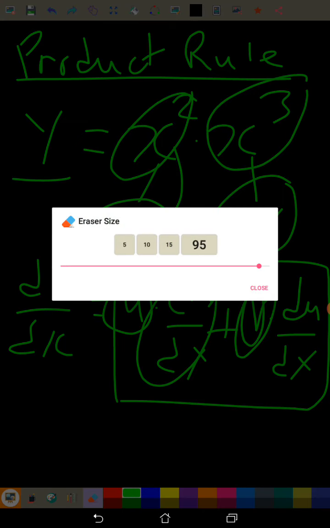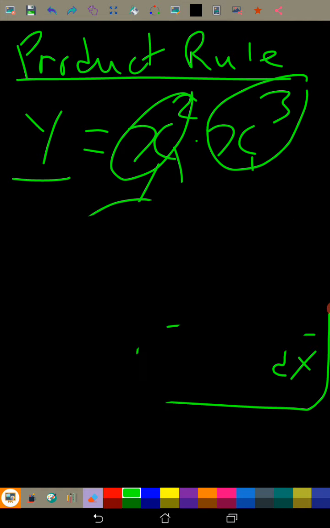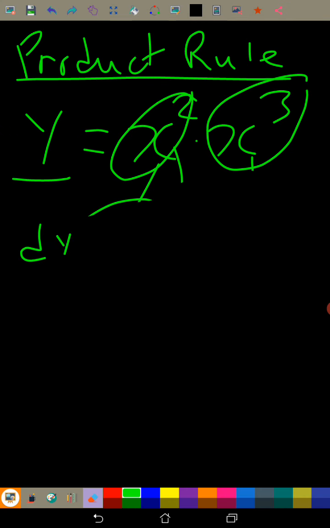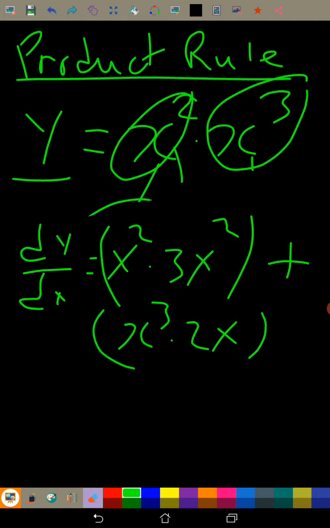So let's try it. I will erase this. We didn't do it, but now we're going to do our first product rule. dy by dx is equal to x squared times 3x squared. This is the first part, plus we're going to say x cubed times 2x. This is the second part.